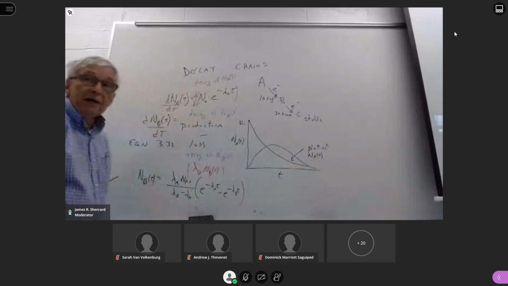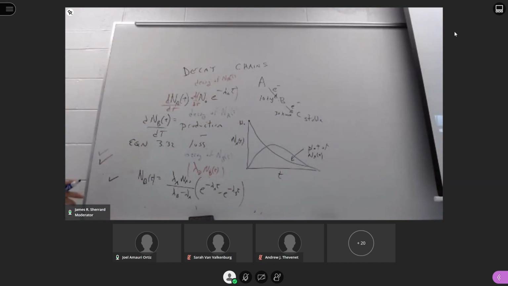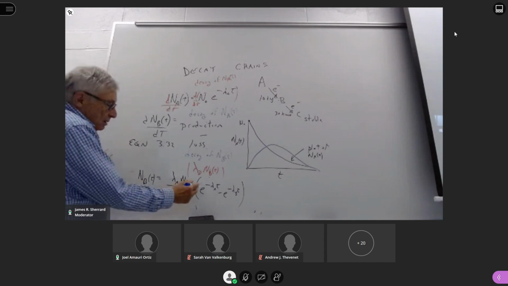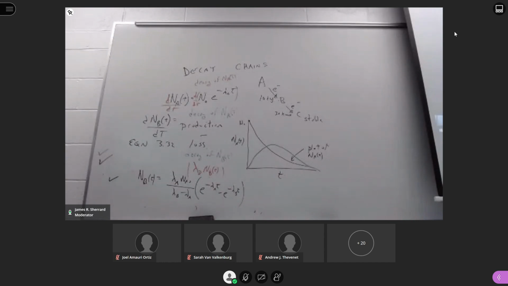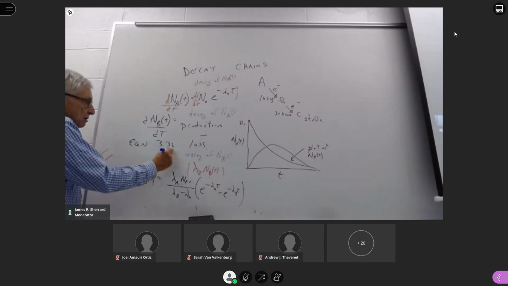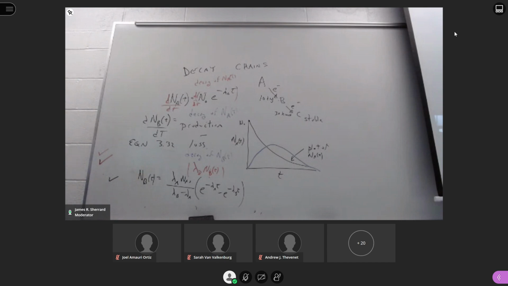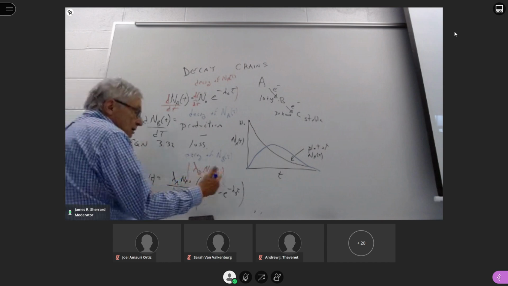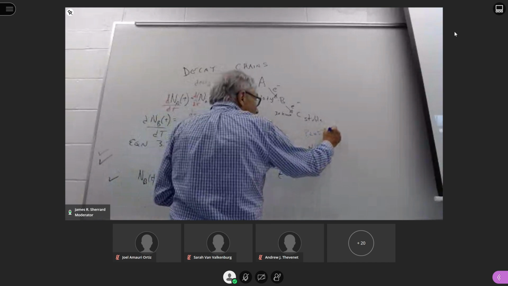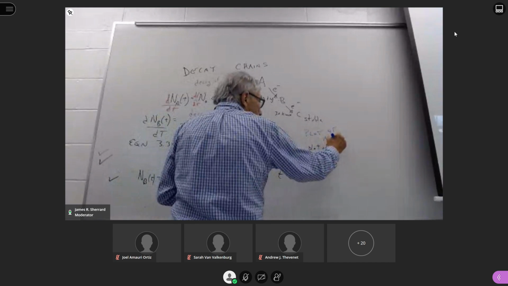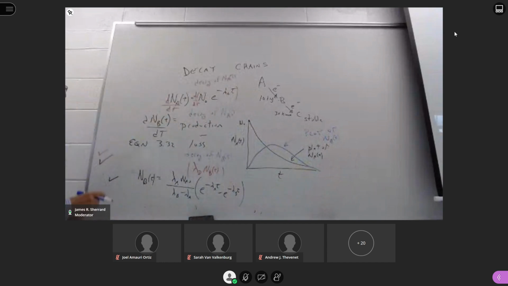Excuse me? Yes. Can't see that here. No, I can. You said it was going to be times e to the minus lambda A of t minus e to the lambda what? B of t. That's B of t, okay. And again, this is exactly equation 3.32. So if I plot this equation, this is the plot of N of B as a function of time.